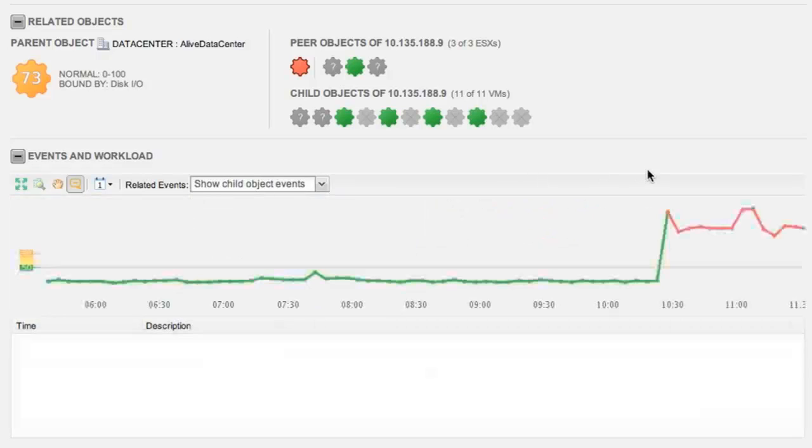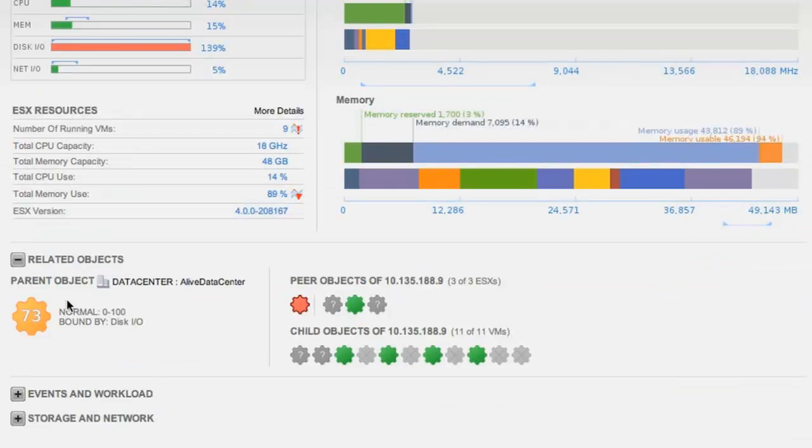Just for argument's sake, let's look at child objects. And again, we don't see any events. So that probably means that nothing that a VI admin did caused this issue to happen. It's possible that some of the workloads within the VMs just started acting up, but it's also possible that maybe there's a data store that's contended for in this case, since we are looking at a disk I/O problem. And given that it is potentially a data store, let's move down to the next section, storage and network.